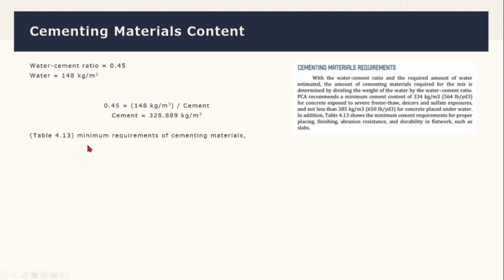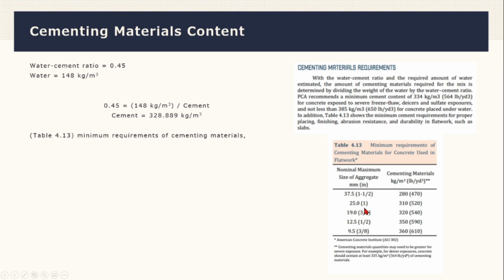But ACI provides minimum requirements for cementing materials, which is shown in this table. We just have to select the nominal maximum size and the corresponding cementing materials. In this case, we have 25 and 310 here for the cementing materials. But if we take a look at these two asterisks here, the cementing materials quantities may need to be greater for severe exposure. Take note, the pier that we are going to build is in severe exposure. Therefore, it should contain at least 335 kg per cubic meter of cement. And that would be our minimum cement requirement.